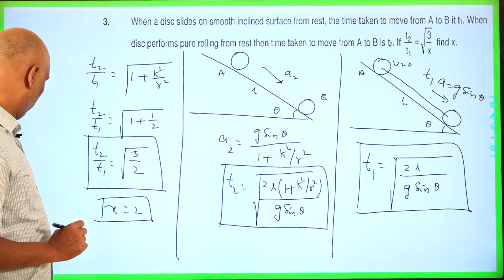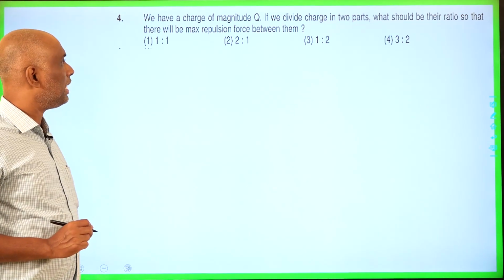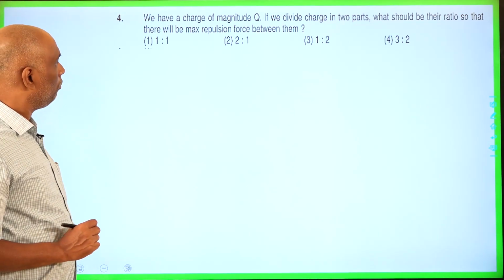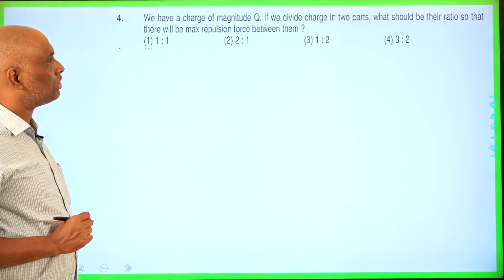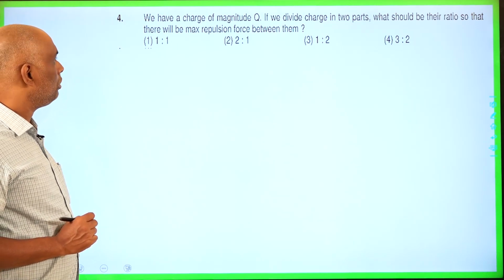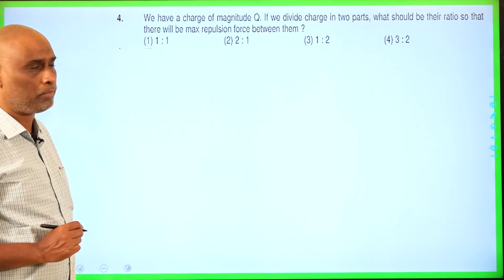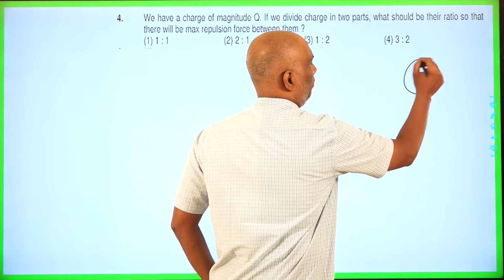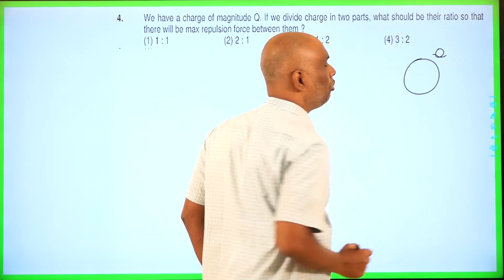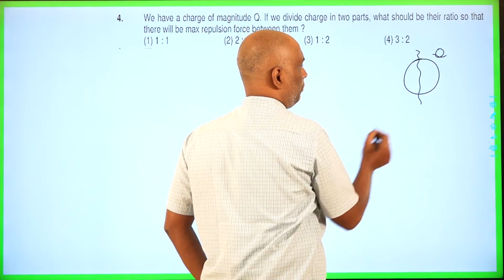Next, fourth question. We have a charge of magnitude Q. If we divide the charge into two parts, what should be the ratio so that there will be a maximum repulsion force between them? So, here a charge is given having the value Q. We are dividing this one into two parts.